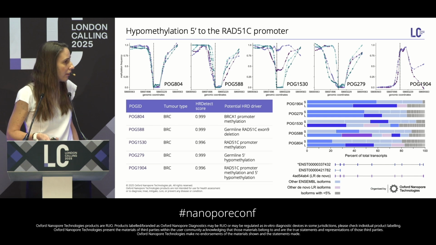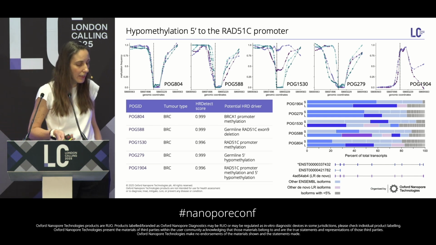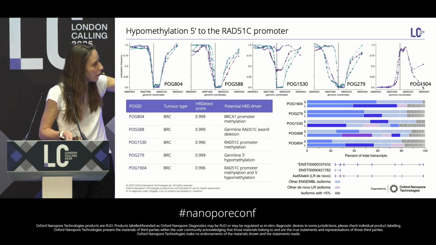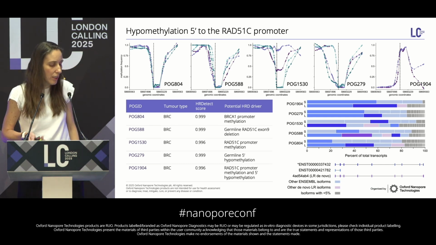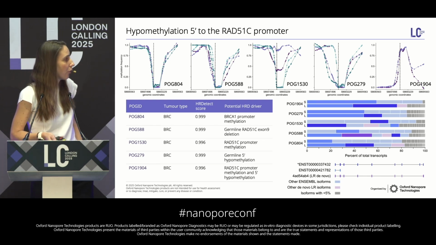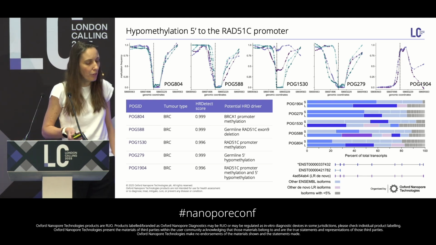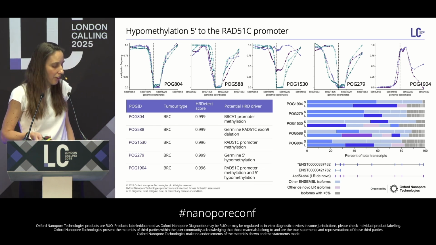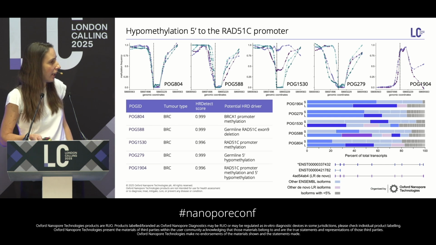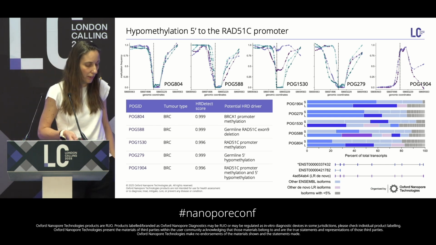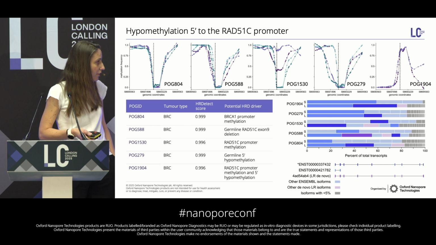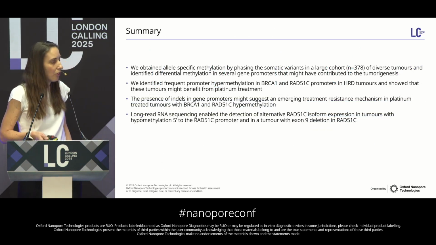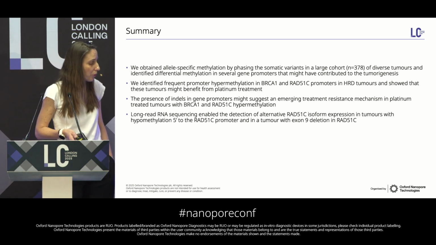And we looked at the short-read and long-read RNA sequencing, and we could tell that the two patients in the top two in the bar plot have high expression of an alternative RAD51C isoform, shown at the bottom corner, the second isoform, which has only exon 1 and exon 2, so this might be a non-functional RAD51C, which leads to HRD.